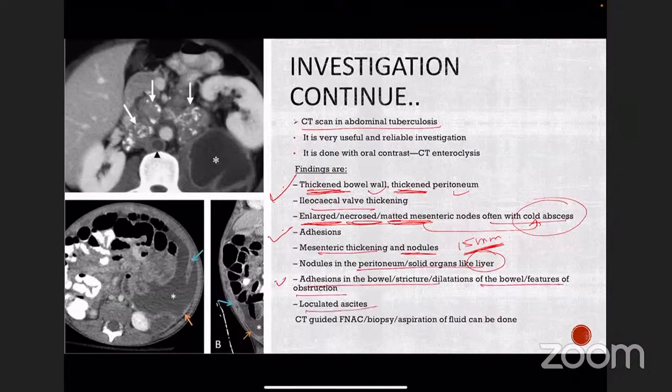Loculated ascites can also be appreciated. And CT-guided FNAC, biopsy and aspiration of fluid can also be done. The final aim is to take an FNAC biopsy or aspirate the fluid inside, which can have the MTB organism. So we can do that through CT also, CT guided. So this was about the CT scan findings.